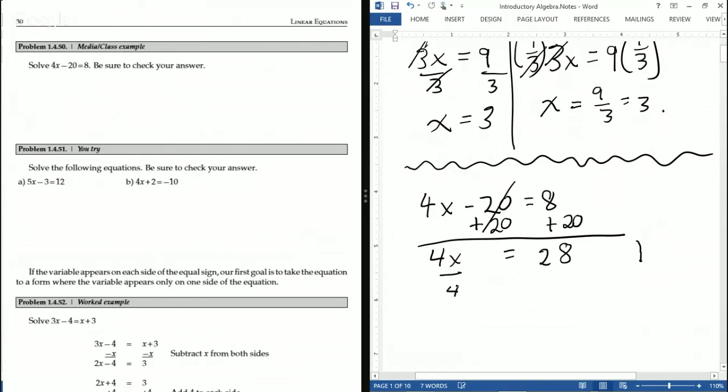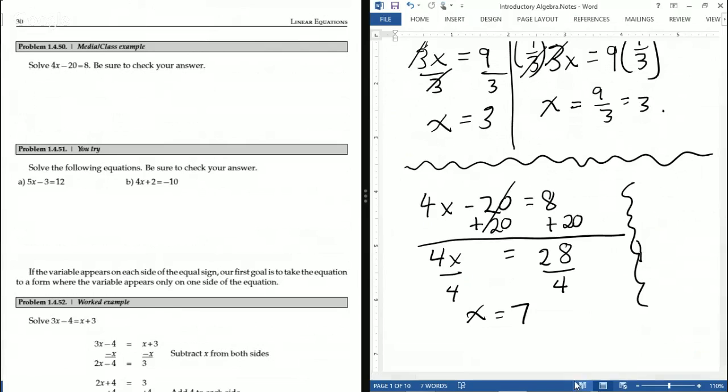Well, we divide to get rid of 4 times the x. We can divide both sides by 4. And we end up with 28 divided by 4 is 7. And so there it is. My answer is 7 there.